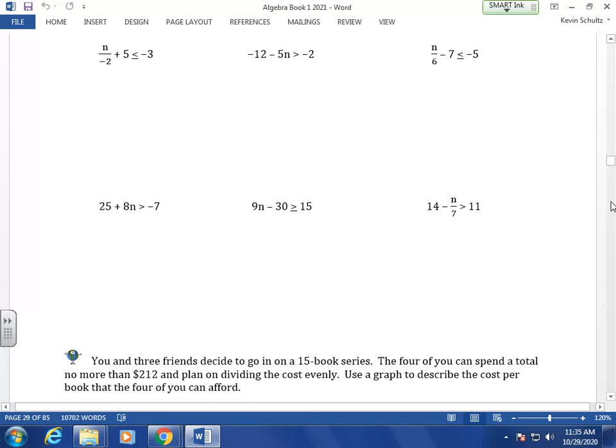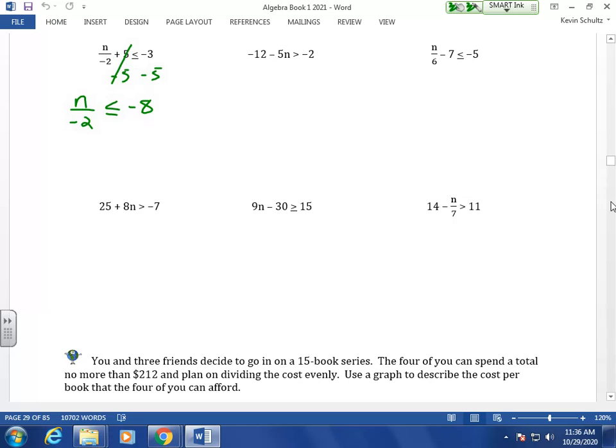N divided by negative 2 plus 5 is less than or equal to negative 3. Okay, so we've got our term with the variable, right? Negative 2. Then we've got our constant. We're going to start with that constant. Subtract 5 because that undoes adding 5. Okay, so we've got n divided by negative 2 is less than or equal to negative 8. Negative 3 minus 5 being negative 8.